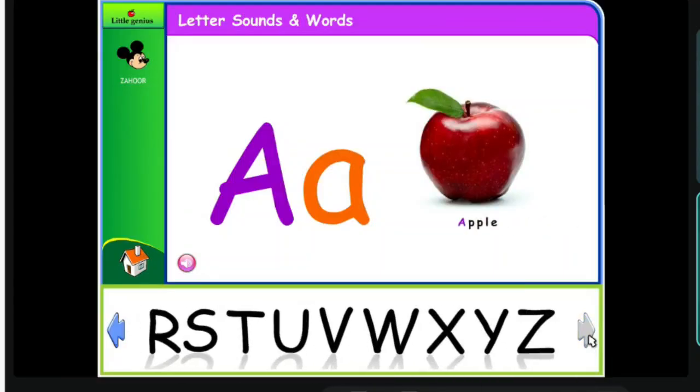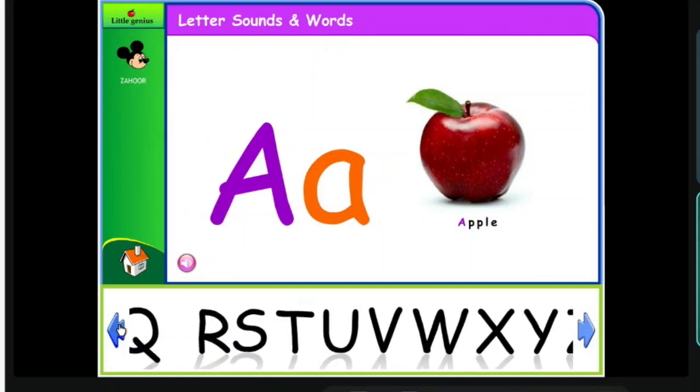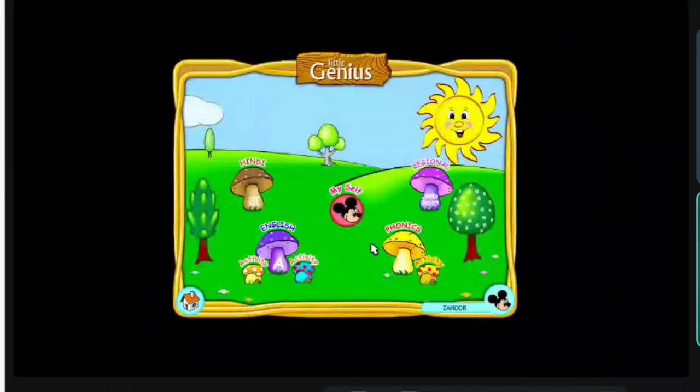So like this, why are we not saying apple? Children will be having doubts. Yes, A means apple, but as per the pronunciation system, it is apple. So that way it is clear.